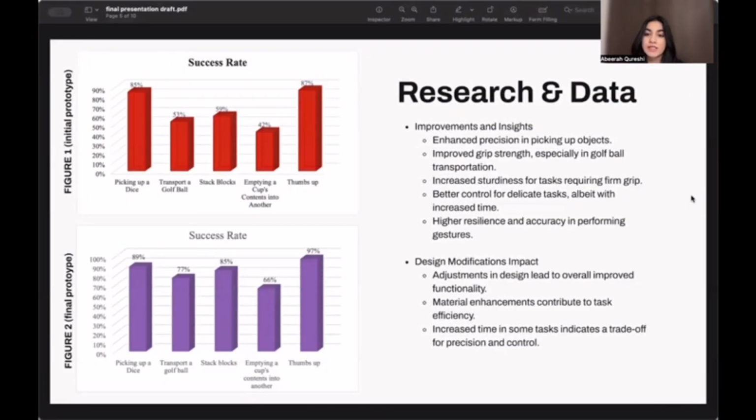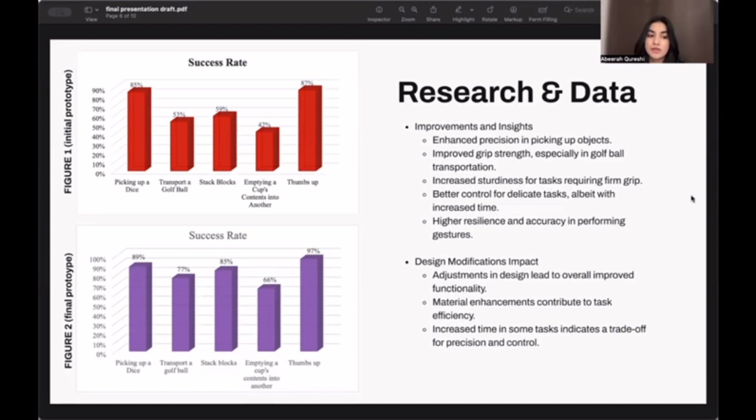The research and data that we performed for our prototypes, whether that would be the first design or the final design, really allowed us to help make a decision on which prototype we're going to use. As you can see here, the final prototype provided us with a higher success rate in the tasks that it performed.